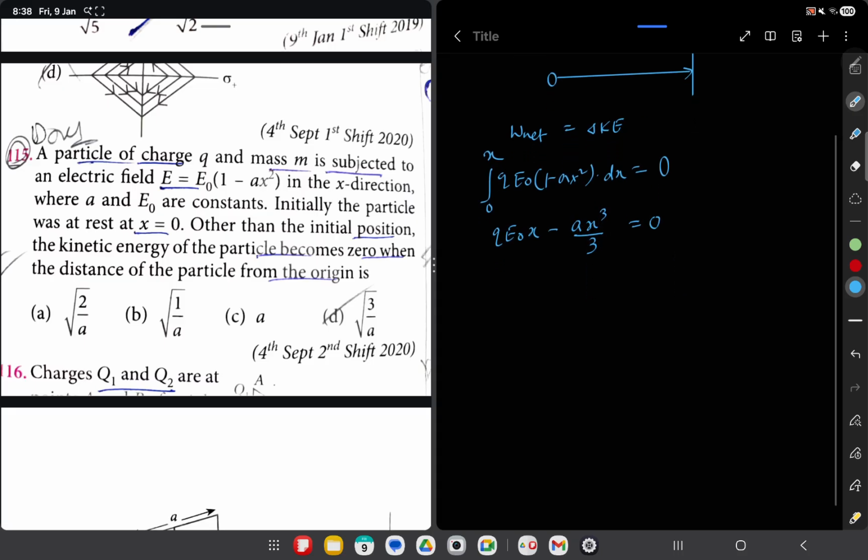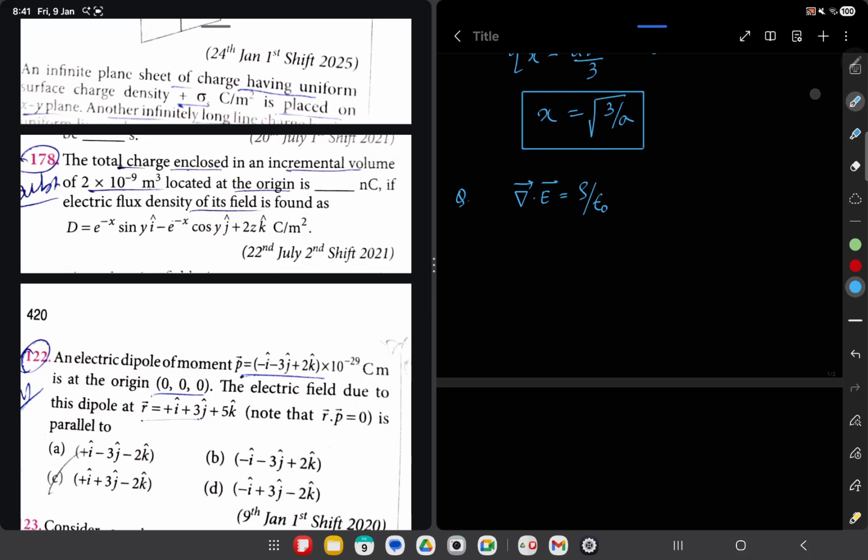So that means you can easily get that E naught you can take common, and it goes to the other side. So Q into x is this one. So x is equal to root over 3 by a from the above expression. So this is your solution.